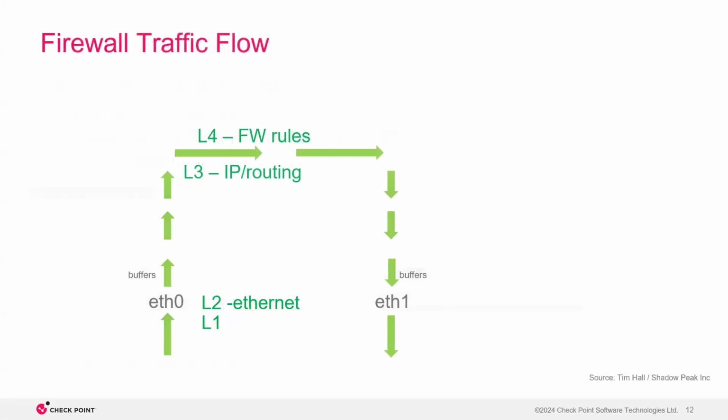I want to give you a quick traffic flow. I actually borrowed this from Tim Hall. He's a trainer over at Shadow Peak. He does some great classes if you're ever so inclined to jump on those. But I just want to show you how the traffic flows from eth to eth. Again, we'll just use 0 and 1 for example here.